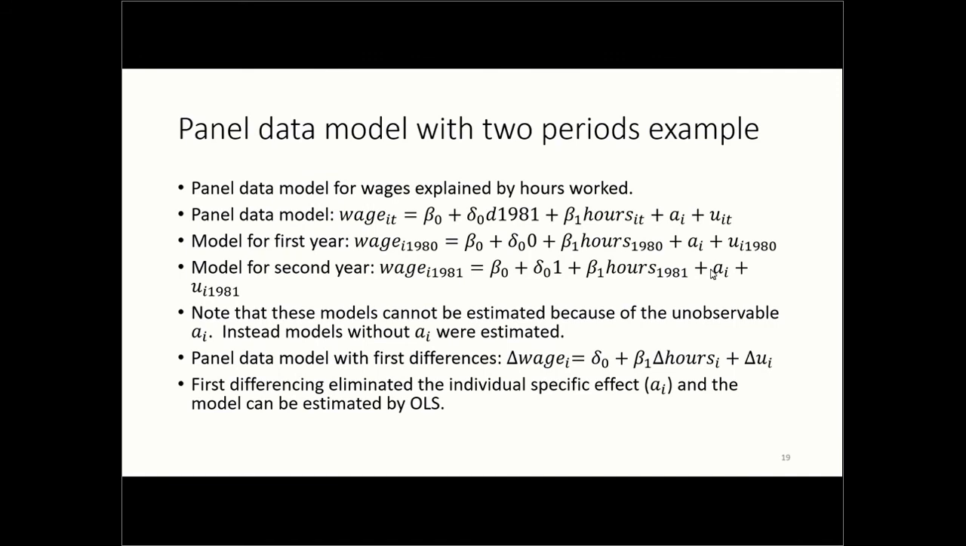So the correct way to do it is actually to difference this and then calculate delta wage regressed on delta hours, and that would be the model that we estimate. Again, this model is called first differences because we have this period minus previous period. You could take a second difference, say 2 periods ago, but first differences is the most common way. And so first differencing eliminated the individual specific effect, and now the model can be estimated by OLS.